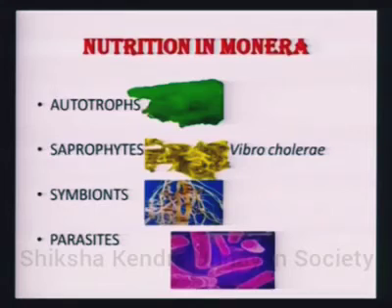Similarly, we have got parasitic bacteria. Now, these parasitic bacteria are harmful and they cause diseases. So, on one hand, we have bacteria that are very important for us and are our friends. At the same time, we have bacteria which are our enemies because they are causing certain diseases. So, there are many pathogenic as well as beneficial bacteria. I'll be talking about them later also.